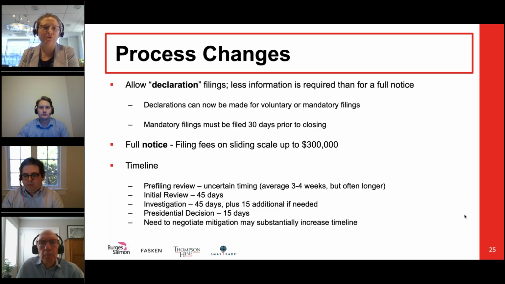Process changes that occurred with FIRMA. Again, they introduced this concept of a declaration, which is less than a full notice. And it's both voluntary now since last February. So if you want to make a voluntary notice, you can, a declaration, you can. But any of the times that there's a mandatory filing required, they are talking about a declaration. So they don't mandate the filing of a full notification, they mandate the filing of a declaration. And if it's mandatory, it has to be filed 30 days prior to closing of the transaction. So that's obviously going to have important deal timing considerations.